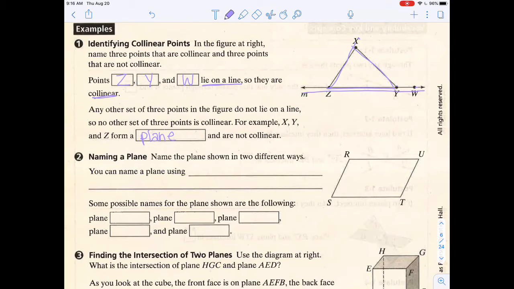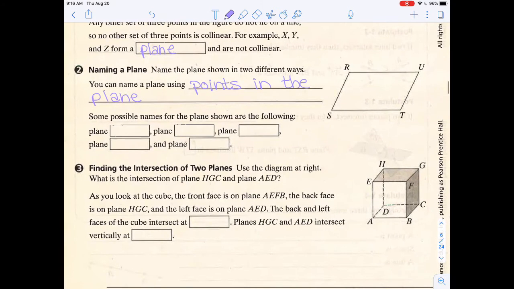Okay, so now we're going to work on naming the plane. You can name a plane using points in the plane, but they have to go around the outside. So like here, if I was going to name this plane, I could say RUTS because that goes around the outside of the plane. So that would be 1.